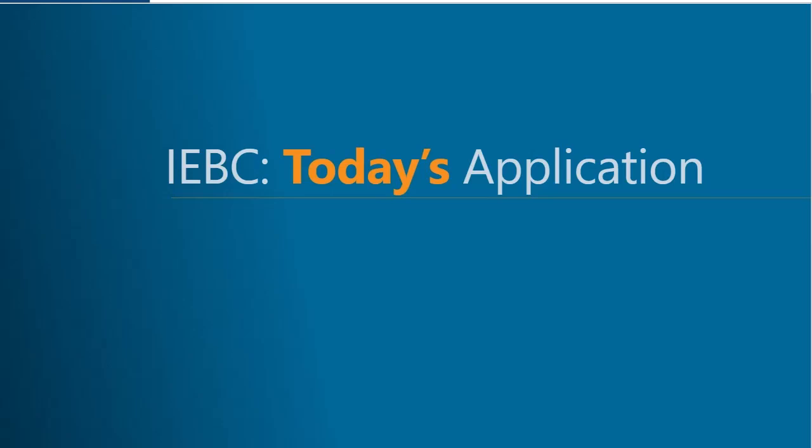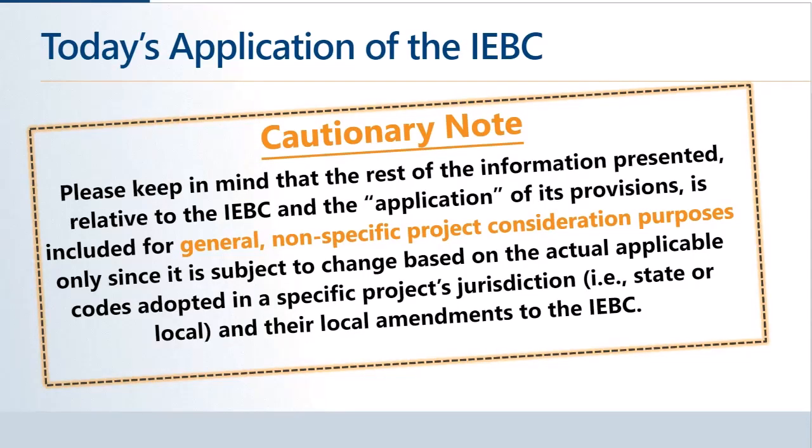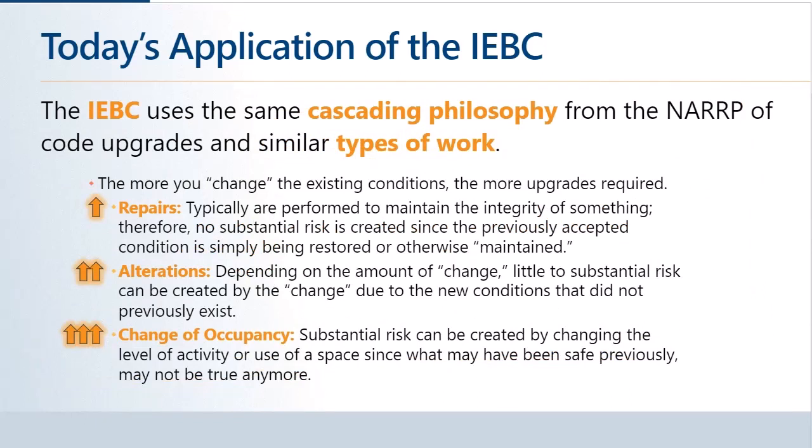So jumping to today's application, just a quick little cautionary note. Obviously, you need to check in with your jurisdiction, either at the state or the local level, on what specifically applies, if the IEBC even applies, and what addition is there. So for now, we're just talking generalities. So the IEBC uses the same cascading philosophy that we just talked about, and it uses the similar types of work in its application. And really, the concept is the more you change, and that's a very important word, change, existing conditions, the more upgrades that will be required. From repairs to alterations to changes of occupancy.